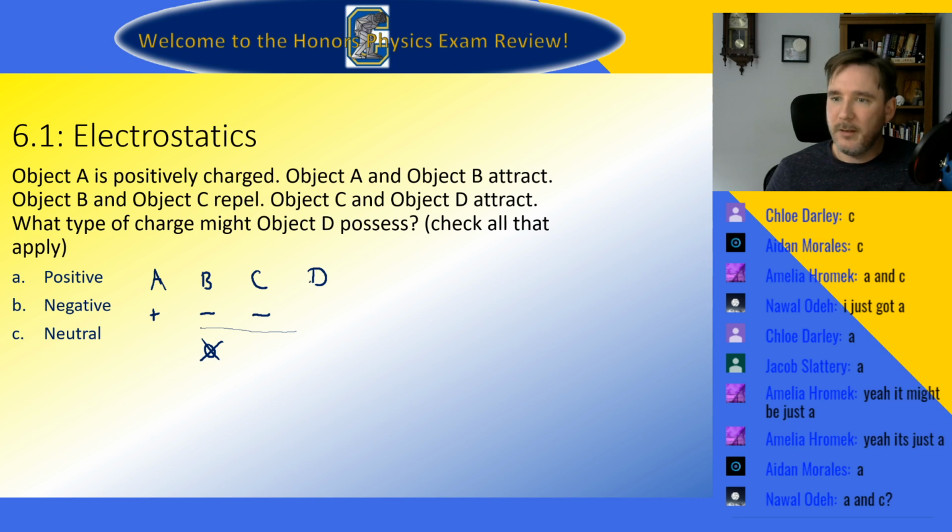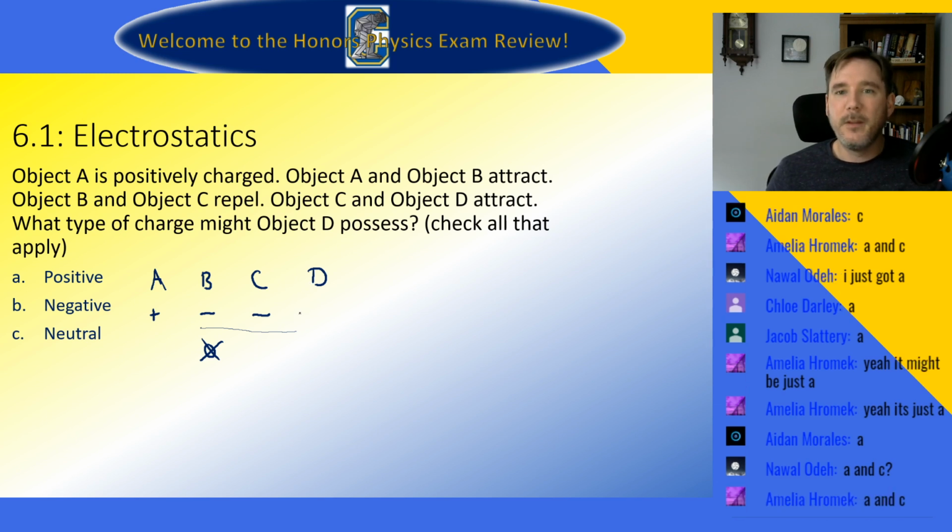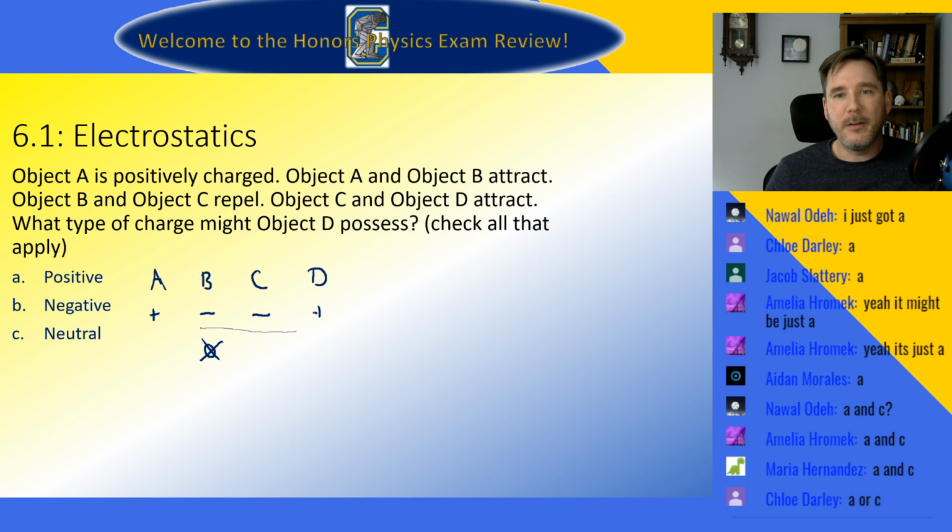All right, actually there's no E. So the possibility that they attract, this would have to be positive or neutral. And that's the end of the line. So yeah, you guys are right. It could either be positive or neutral for D. All right. So once again, you just got to go through all the possibilities like that. And this, you know, is either possible there.